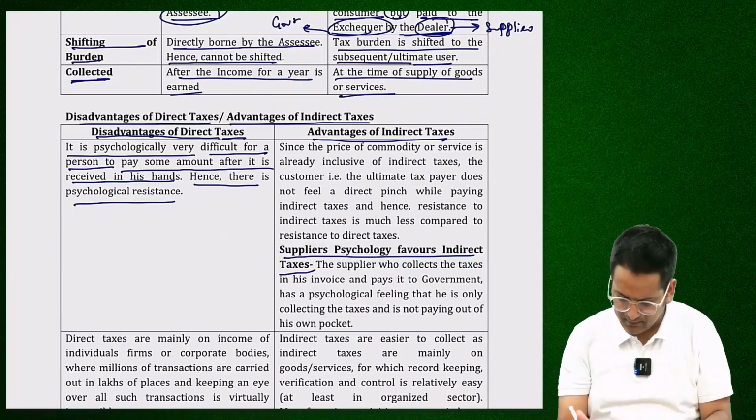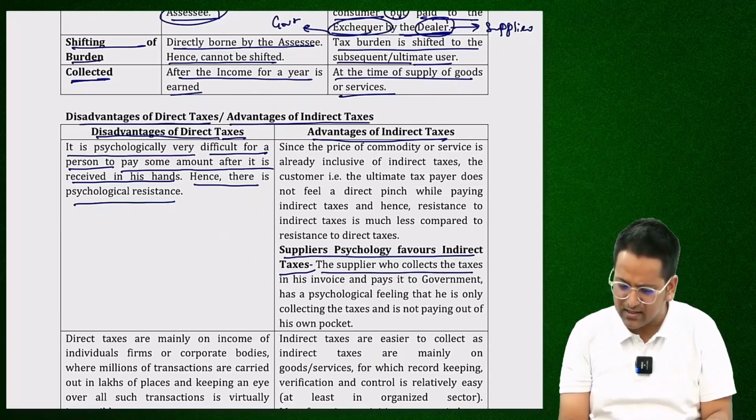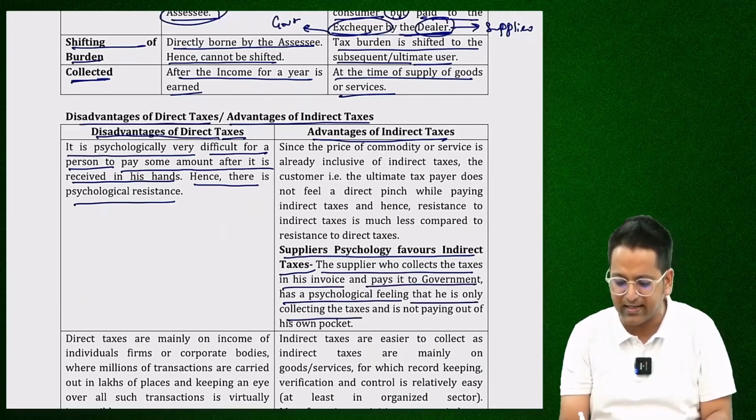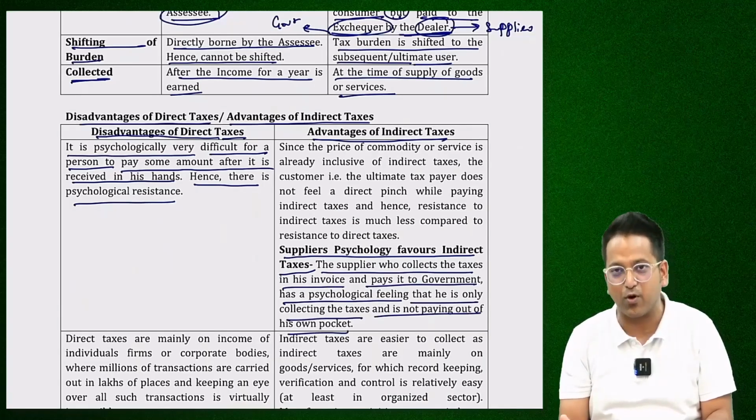The supplier will now pay the taxes to the government. The amount of 2000 rupees includes the taxes, so it won't affect him. Why? The tax given to the government was collected from the consumer and not from the supplier. The supplier who collects taxes in his invoice and pays them to the government has a psychological feeling that he is only collecting the taxes and is not paying out of his own pocket.